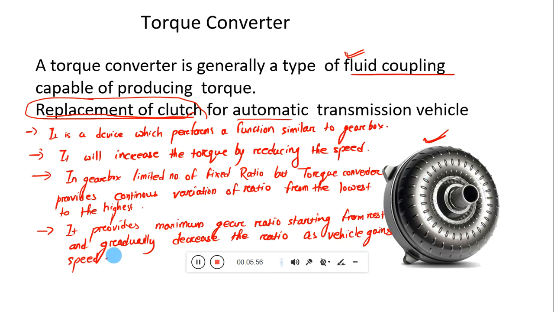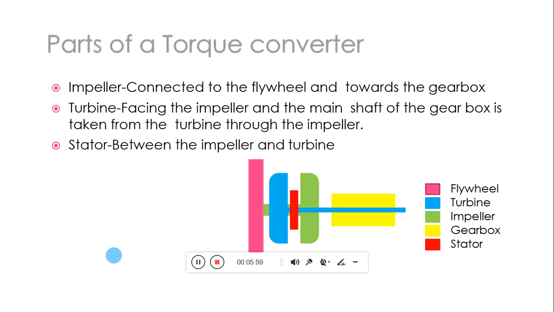So this is the introductory part of the torque converter. As I've already told you, from this schematic diagram you can clearly see the different parts of a torque converter. The main parts are the turbine, the impeller and the stator. These three are the main parts, because the flywheel is already connected to the engine, and the gearbox will always be there.